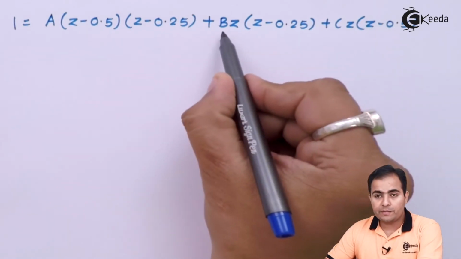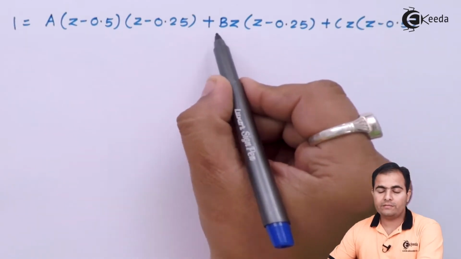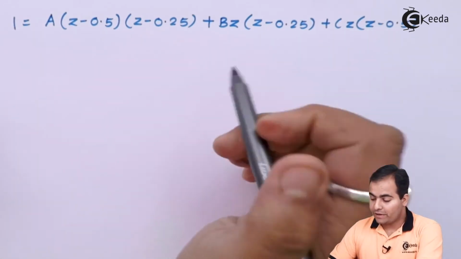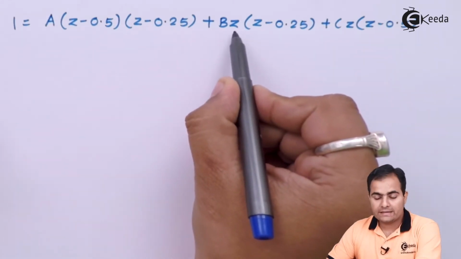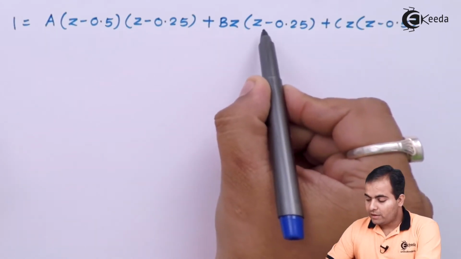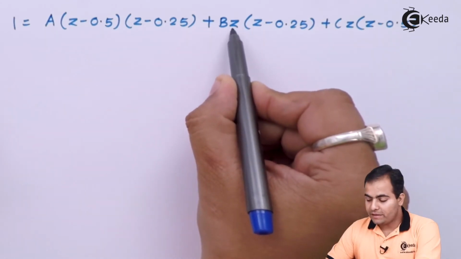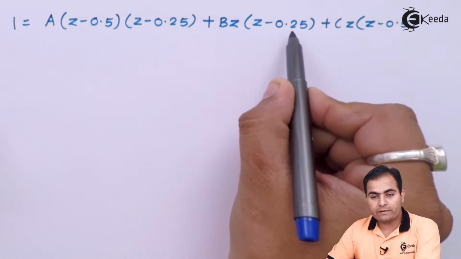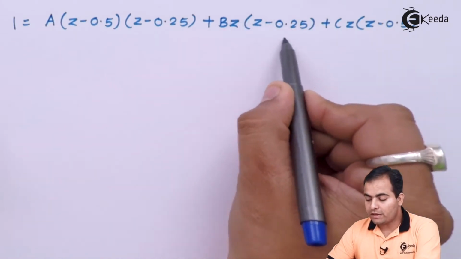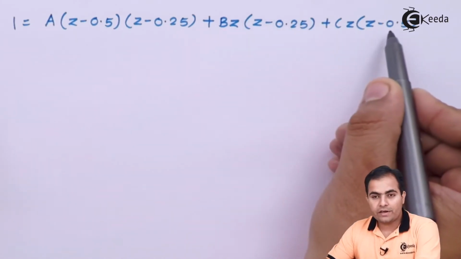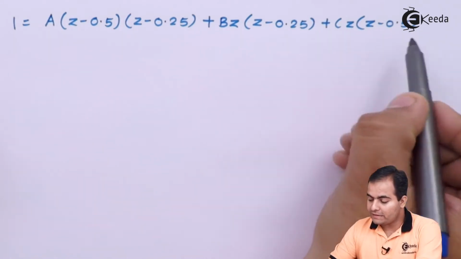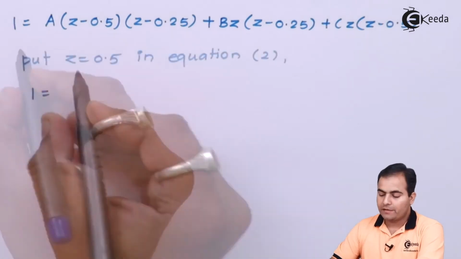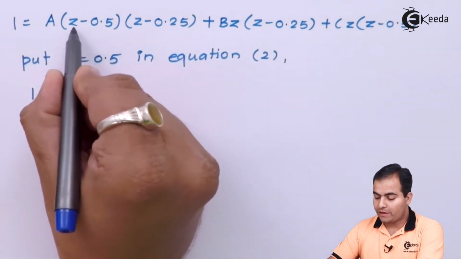Now to get the value of b, which term are you going to substitute equal to z? Look at here, here we have b multiplied with z and z minus 0.25. So which term is not here? z minus 0.5. So of course we will substitute z equals to 0.5, so that automatically the c and a terms will vanish. If I substitute z equals to 0.5, look at here.